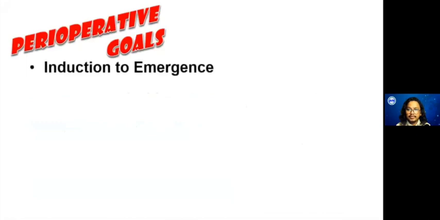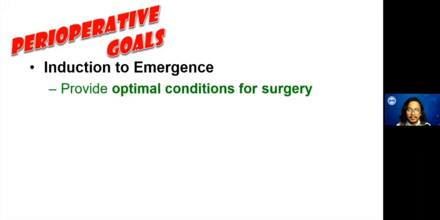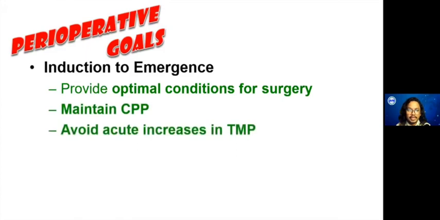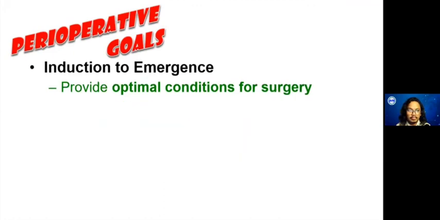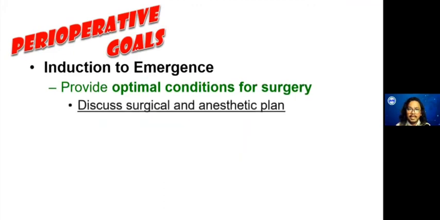Listed here are the general goals for anesthesia when managing cerebral aneurysm patients. Provide optimal conditions for surgery, maintain adequate cerebral perfusion, avoid acute increases in transmural pressure, and enable prompt neurologic assessment of the patient post-surgery. Intraoperative management is a team effort. On either side of the screen may be a physical partition, but it shouldn't be a barrier between the surgeon and the anesthesiologist. Each should be able to freely communicate their concerns.